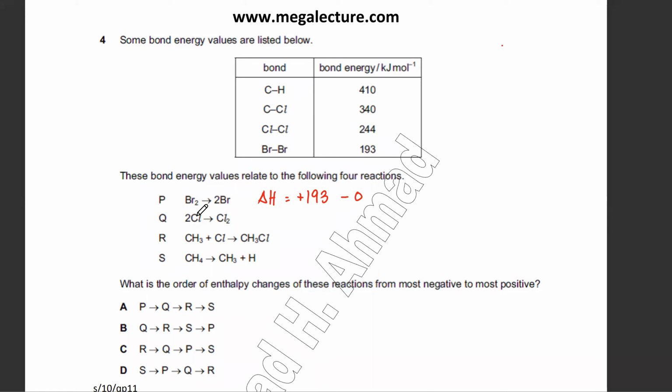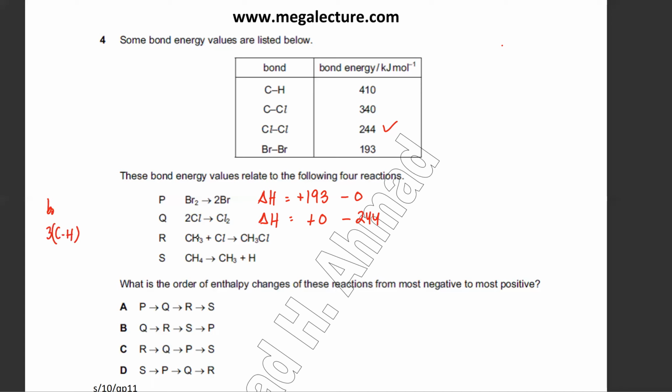Next one, Q. Only a bond is being formed. No bond is broken, so nothing is happening there. Formed, there's one Cl–Cl bond that's formed, and the value is given over here. The Cl–Cl is 244. So that one is minus 244. Then you've got this reaction, R. How many bonds are broken? I told you to break all the bonds in the reactant. So there are 3 C–H bonds that need to be broken.